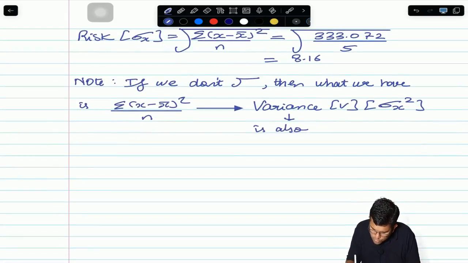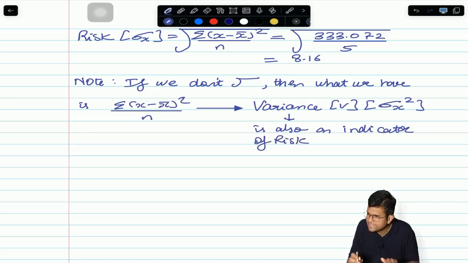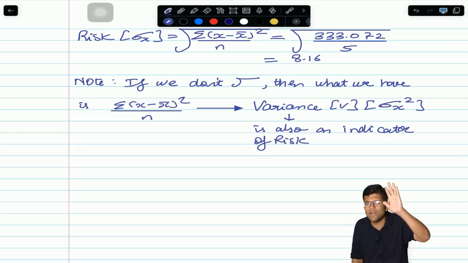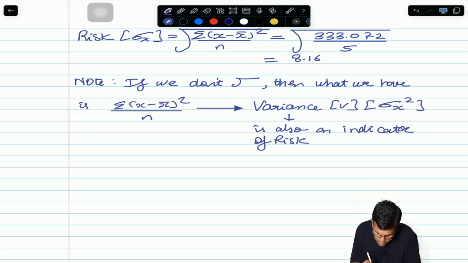It is also an indicator of risk. Risk is there. Here, this is also risk, but it is in a squared form. Conclusion.